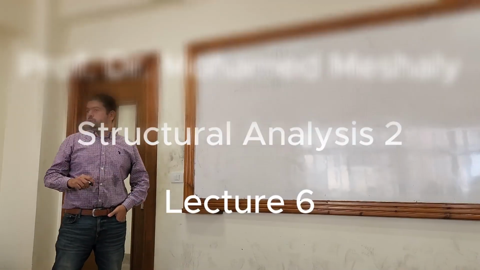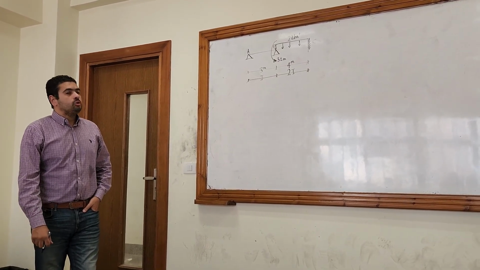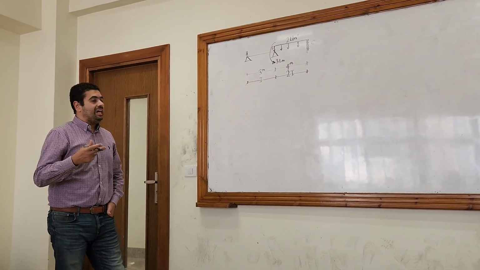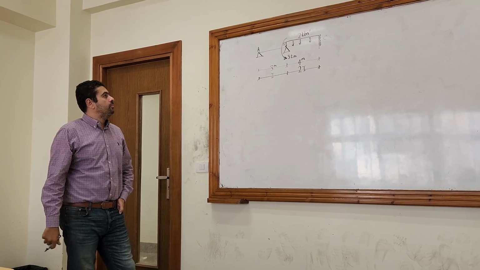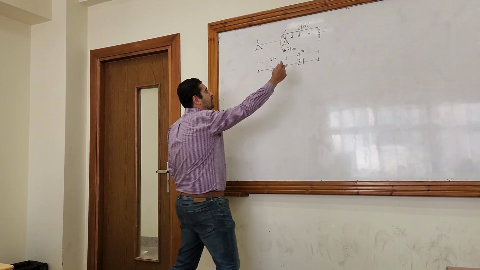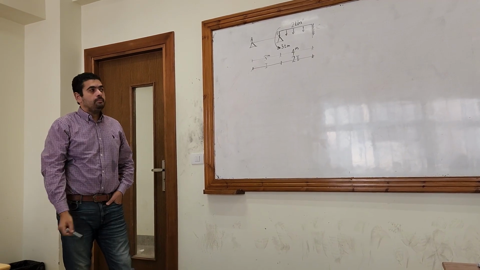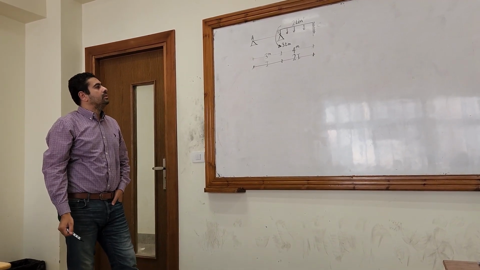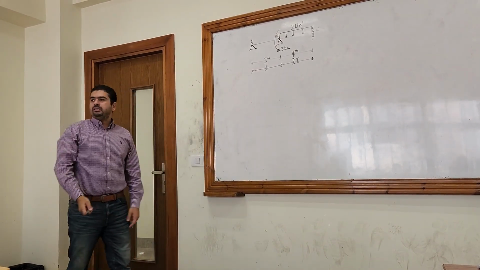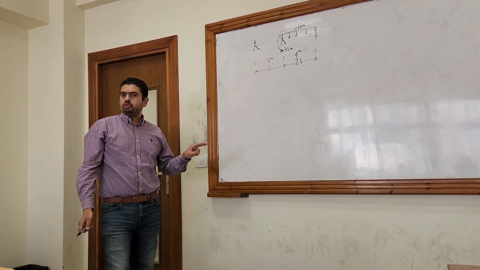Okay, let's continue the three-moment equation. This is a new example. What is new in this example? I have two things that are new compared to the last two examples. The first thing, there is a concentrated moment on a support. We didn't see this before. The second thing, when I'm going to start the first step, I will find two redundant moments at two different supports.